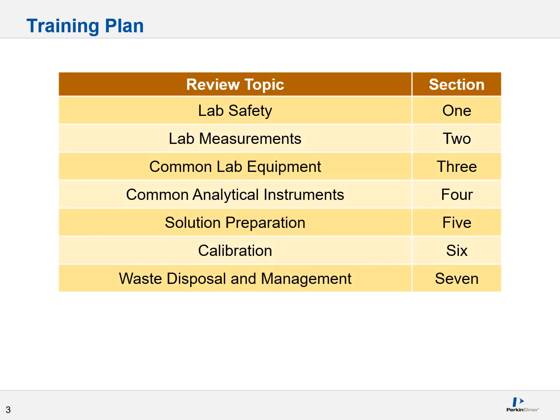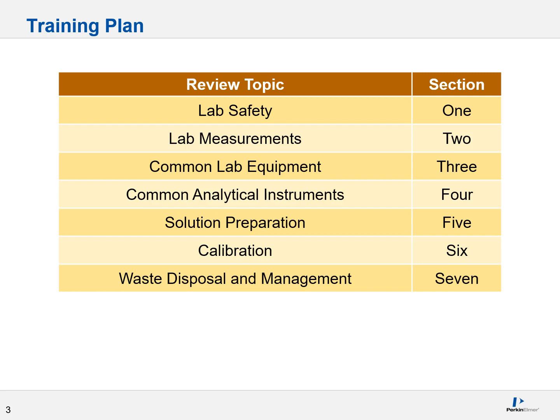Now let's discuss the training plan. This course starts with Section 1, Lab Safety, understanding what could potentially hurt you and, well, how not to hurt yourself. It moves on to Lab Measurements in Section 2, where we discuss common units and measurements that you may encounter on a day-to-day basis. We then transition to Section 3, Common Lab Hardware, where we introduce devices used to weigh and otherwise measure your reagents and solutes.